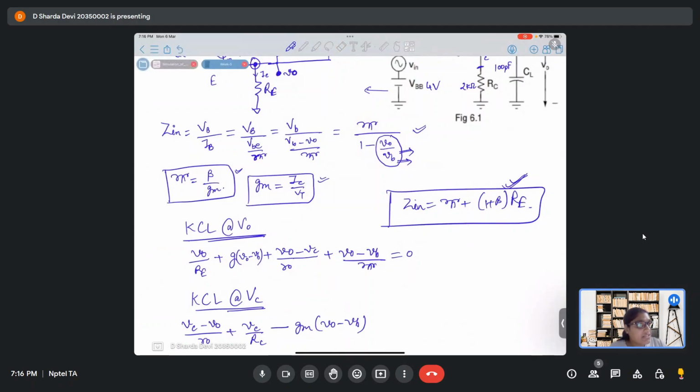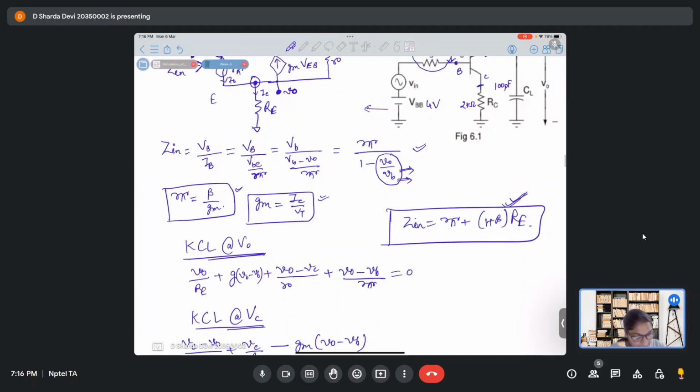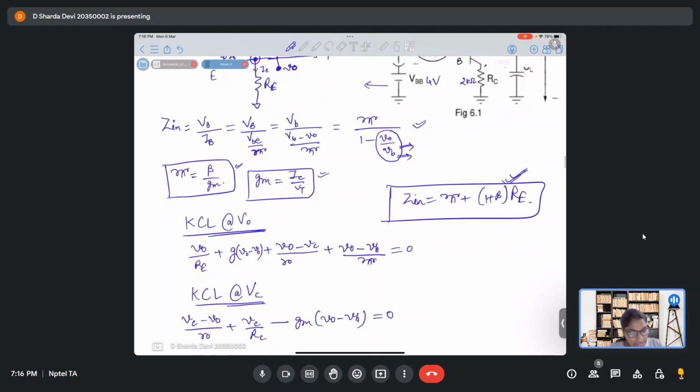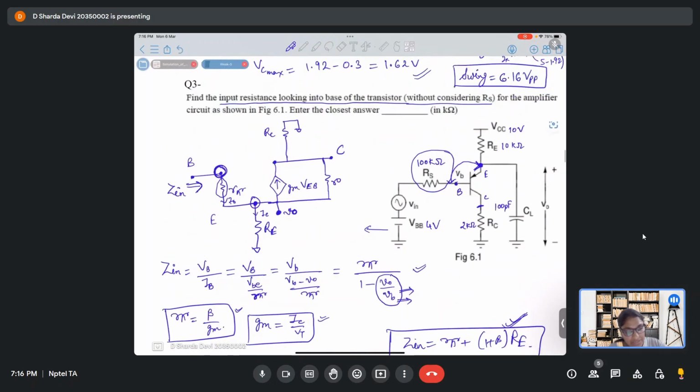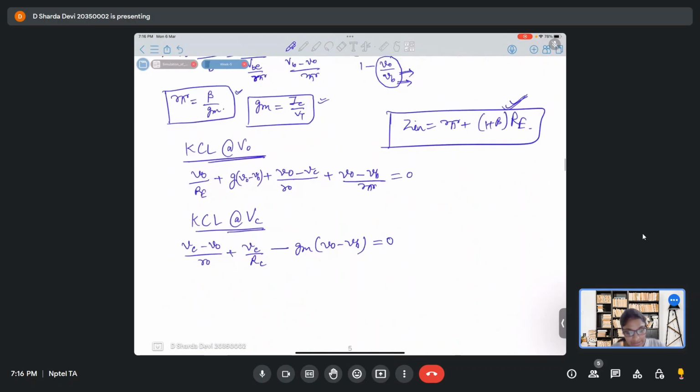So how many branches we have? 3. VC by RC, VC minus V naught by R naught, and minus GM V naught minus VB equal to 0. ये minus क्यों आया समझ में आया ना? Because it's a incoming current, whereas others are outgoing current. So that's why the convention has changed. Is this clear? इसमें कोई doubts नहीं है ना? Yes, ma'am. Please.